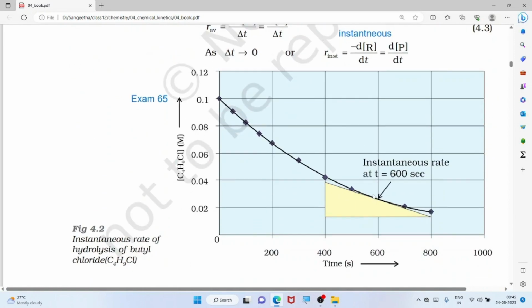Instantaneous means at that point. So here at t equal to 600 seconds, this is how you compute the instantaneous rate. That is, change in the y-axis divided by change in the x-axis. Okay, how much change in the y-axis, how much change in the x-axis at that point of time.